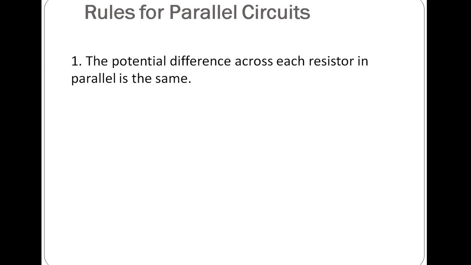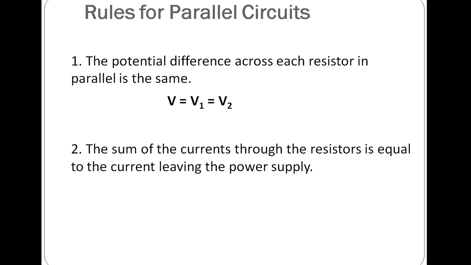Before we said with series that the current was the same across each resistor. For parallel circuits, it's the potential difference, i.e. the voltage, that is the same across each resistor in parallel. So the voltage is the same everywhere. So the effect then is, where with series we had to add up the voltage to find the total voltage, here we add up the current. So voltage is the same everywhere in parallel.